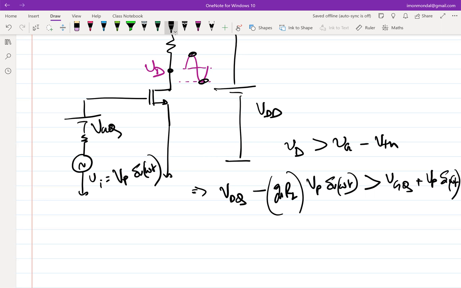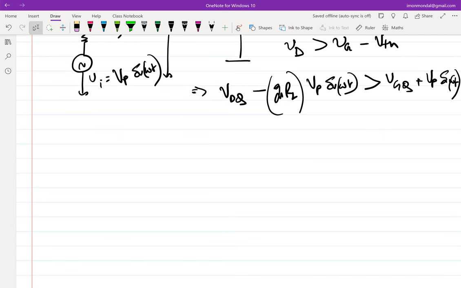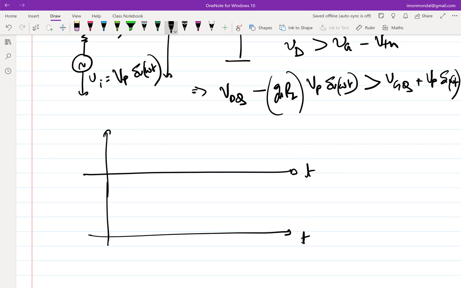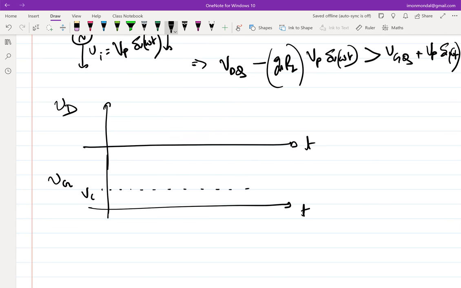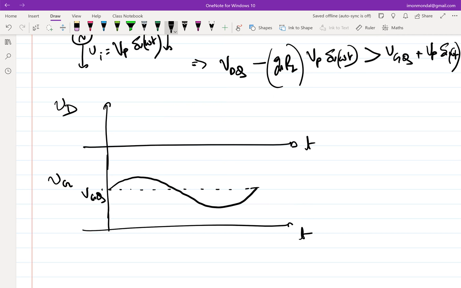Right? Graphically, what does this mean? Graphically, this essentially means that, let's assume that with respect to time, this is my VI, and this is total VD, VG, and this is total VD. So what is total VG? Total VG will be the sum of VGQ and a sine wave riding on top of that. So let's say a sine wave which rides on top of this. And what will be total VD? It will be some VDQ.